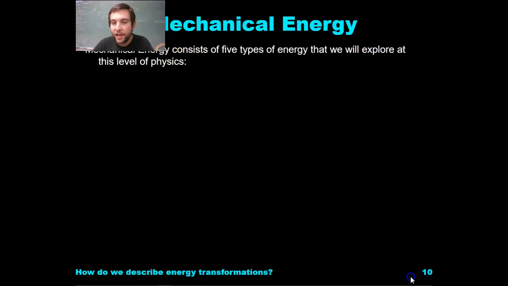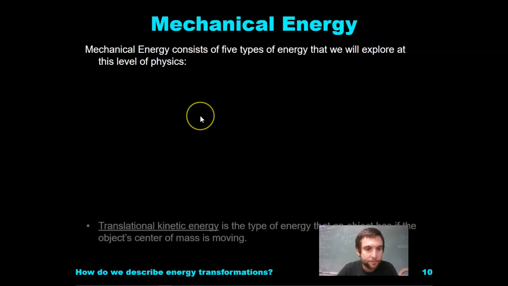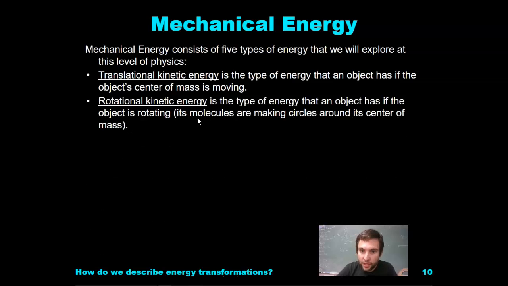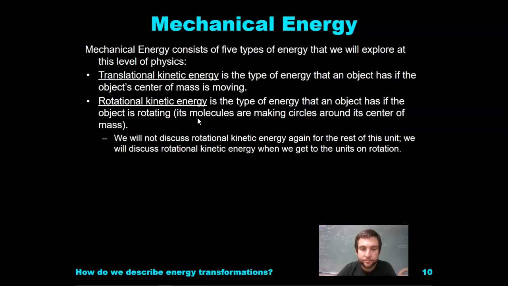Mechanical energy consists of 5 different types of energy that we're going to explore here. We have translational kinetic energy. Translational just means that it's moving exactly like this, side to side or maybe up and down. It's the type of energy that an object has if the object's center of mass is moving. Rotational kinetic energy is the type of energy that an object has if the object is rotating. Its molecules are making circles around its center of mass. For this unit, we're not going to talk about rotational kinetic energy because it's kind of a big thing. We're going to talk about that later on in the course.